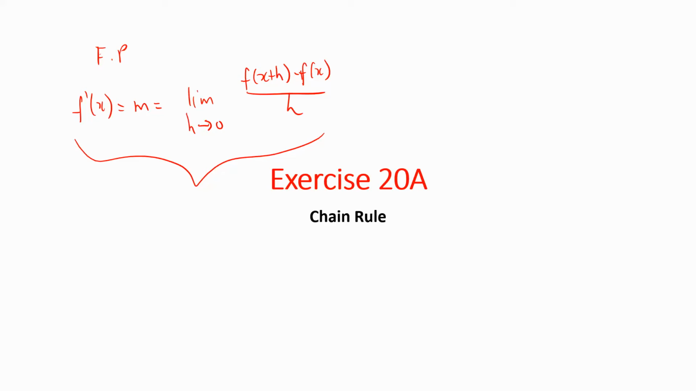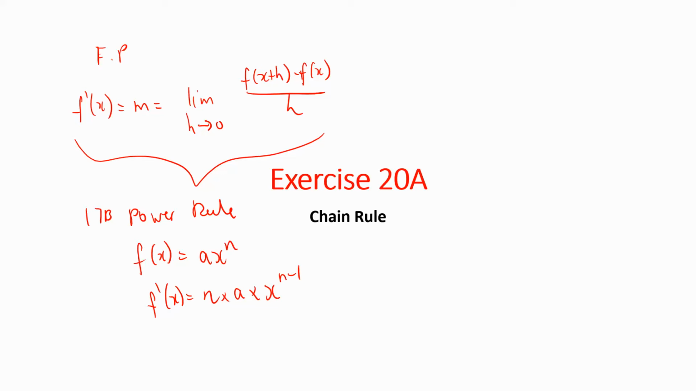We learnt the power rule. Okay, so in 17B, you learnt the power rule. Anyone remember what the power rule is, and what type of functions does it only apply to? Akita? It applies to only power functions. Good. So it's n times a times x to the power of n minus 1. Very good.